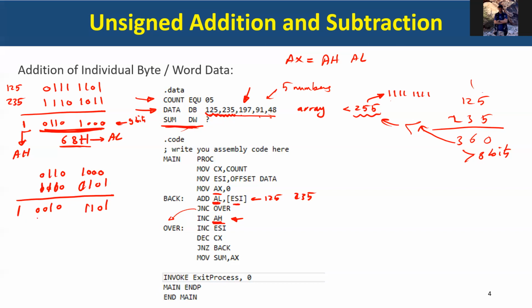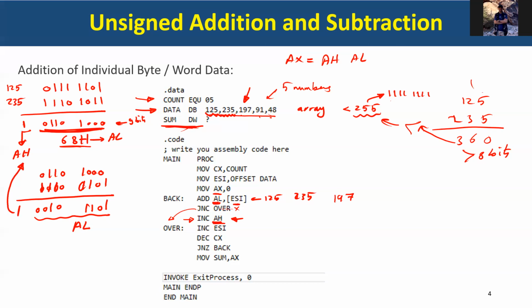So what's going to happen here? Again, this will go to AL, and the carry will be added to what's inside AH. So AH will be 2, or 2 in binary will be 10. So again, after adding the 197, there will be a carry, so this will not be executed, and we're going to increment AH again.